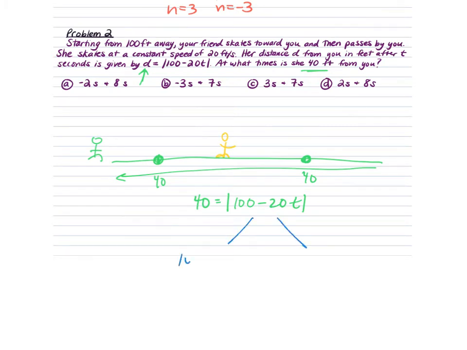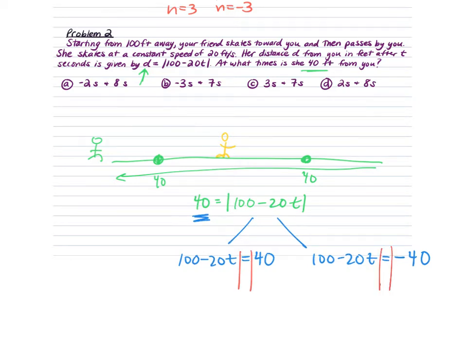So we have 100 minus 20t. This is what's inside the absolute value symbol. They're both going to be whatever's inside, you put equal. And then whatever's on the other side, for the first one, you just leave the positive version, 40. And then for this next one, you make it negative 40. And then you just solve both of those equations.